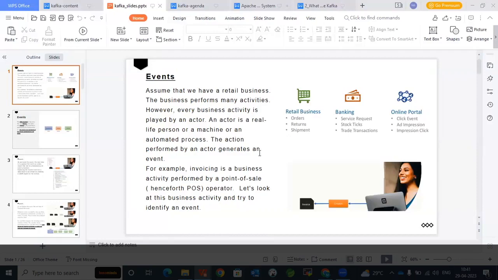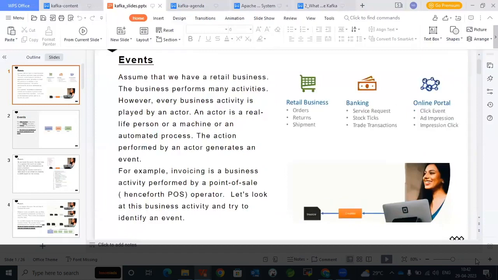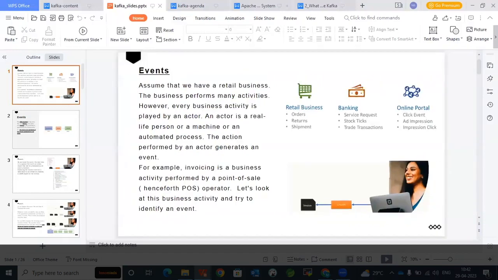Perfect. Let us now understand what is an event, because in the Kafka documentation they said Apache Kafka is an open source, distributed event streaming platform. So now we need to understand what is an event. I believe my slides are visible to you, right? Let me just increase it. Yes, I hope you are now able to see it.